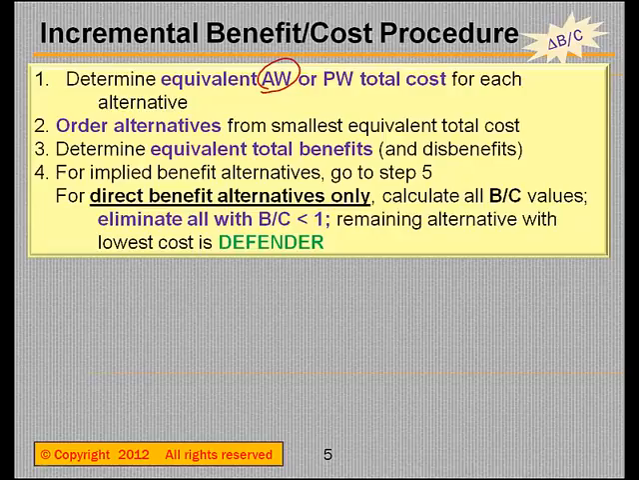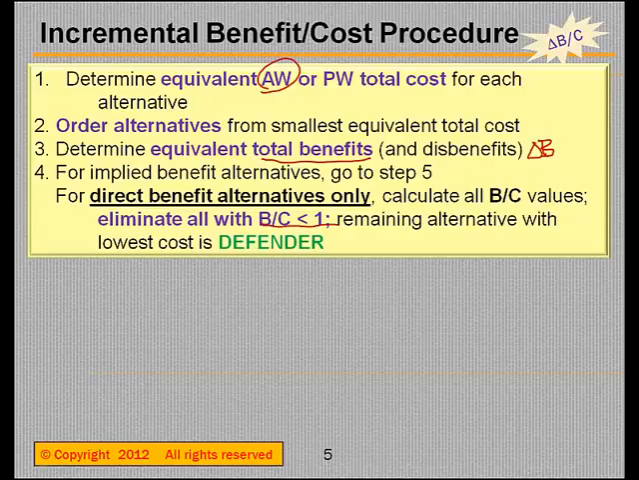Next, each alternative's total equivalent annual worth of benefits and disbenefits, if they are included, are determined. As we shall see in the example that follows, for implied benefits, the incremental benefits, that is, delta B, is determined at this point. Much like the procedure for the rate of return method, when only costs are estimated, step 4 depends upon the types of benefits estimation, that is, implied or direct. If implied benefits are present, move on to step 5. If benefits are directly estimated, remove all alternatives that have a BC less than 1. They are not justified against the do-nothing alternative.